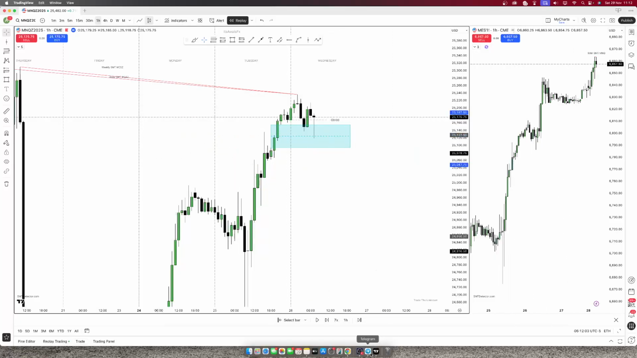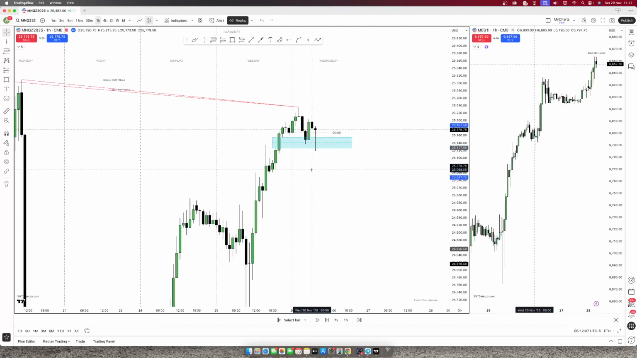where we had an area, a zone that we were monitoring, which was this zone right here. I didn't want price to close below this fair value gap. As you can see, it was respected here at 4 a.m. when price tapped into it at 7 and rejected it.